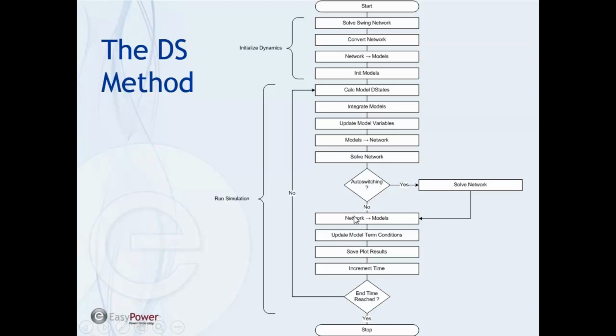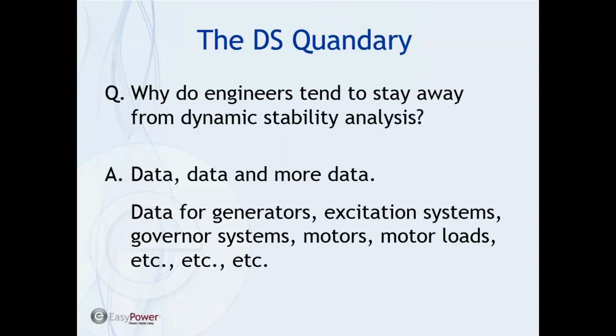Then, after we've performed any switching actions, like due to a breaker tripping or a script saying open a breaker or close a breaker, we take the network conditions, feed them back to the models, update our terminal conditions, save some results, and increment our time because we just progressed through time by integrating. We check to see if we're at the end, and this loop continues until we reach the end of our simulation. So that's the dynamic stability method in a nutshell.